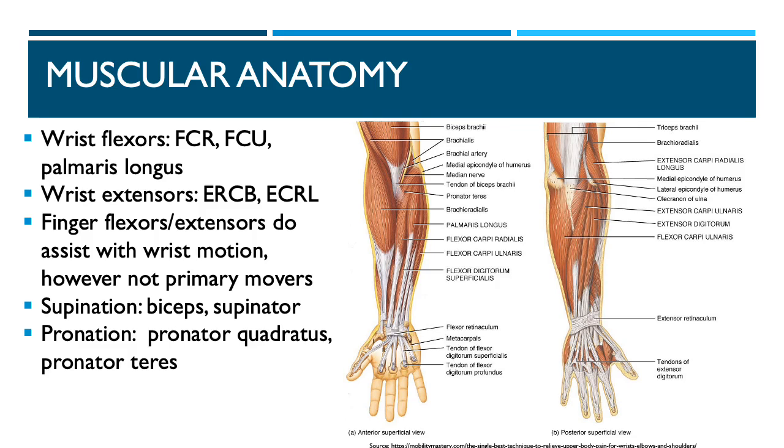Your finger flexors and extensors help with your wrist motion because they technically cross the wrist joint, but they're not the primary movers, so don't really count on them there. Supination is controlled by the biceps and the supinator. Despite its name, the supinator is not the primary muscle that controls supination. It's the biceps. So with any supination issues, train the biceps. For pronation, you have your pronator quadratus and your pronator teres.